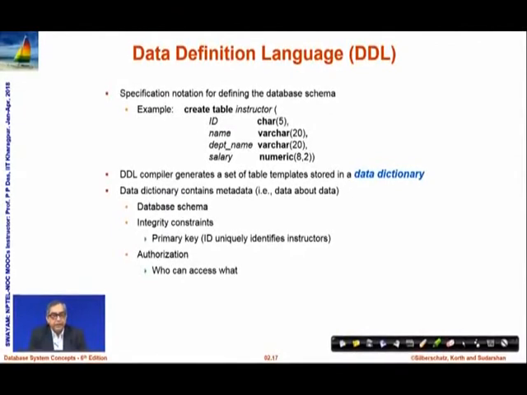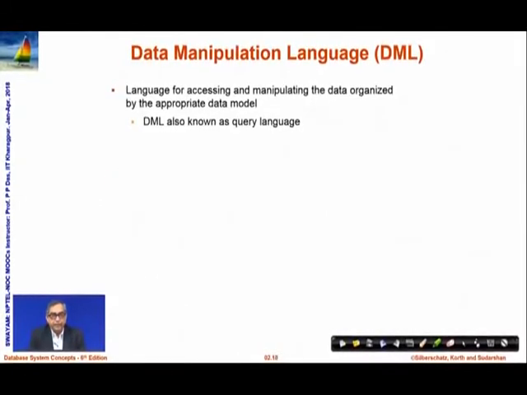where the data dictionary basically contains metadata. As I said, the schema is nothing but metadata about the database tables. So, it will have the database schema, and it will have different integrity constraints. It could say that the account balance cannot be negative, or cannot be less than the minimum balance. So, these are different integrity constraints. It could say that this is the primary key. We will talk in more depth about what a key is. It could also specify the authorization as to who is allowed to access which part of the data and so on. So, these all are part of the schema definition and form the DDL of the language.